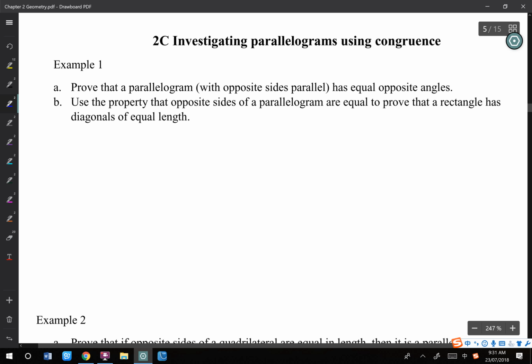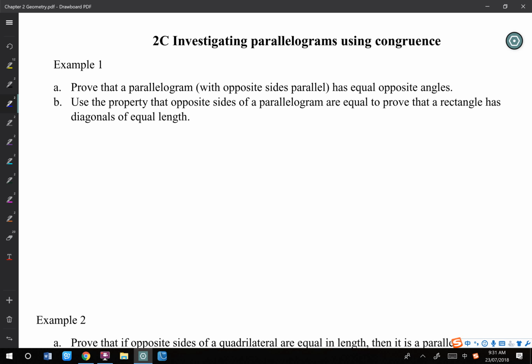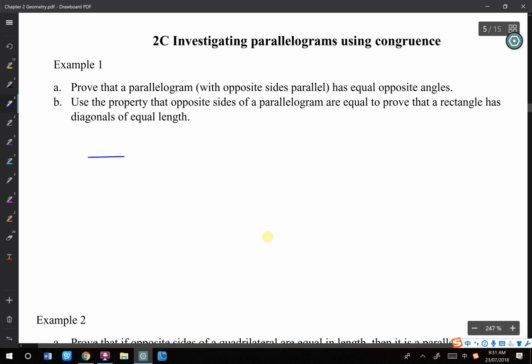Okay, what I want to prove is, given the two pairs of parallel lines, I want to prove that the opposite angles are equal. Let's draw any parallelogram. Okay, let's draw any parallelogram.